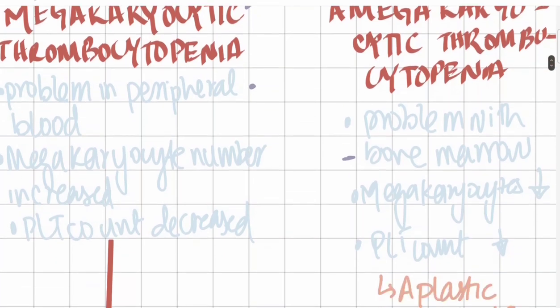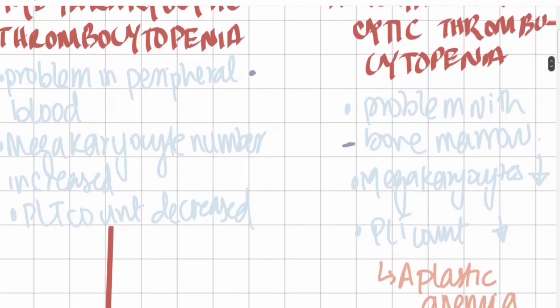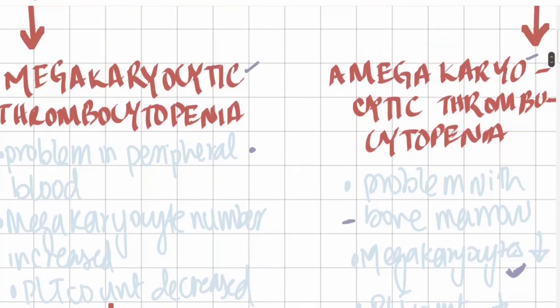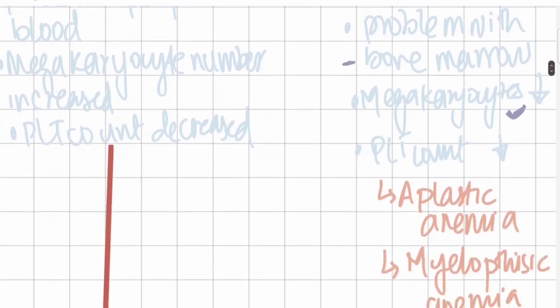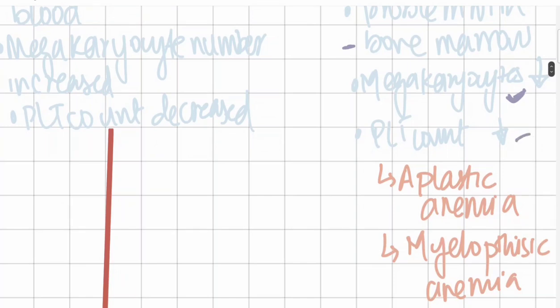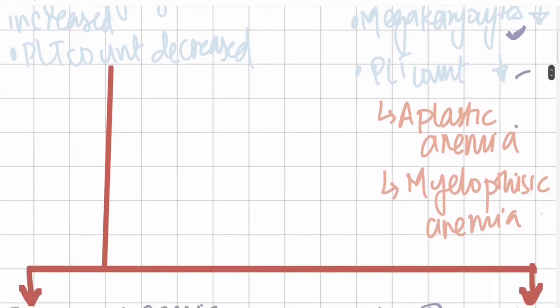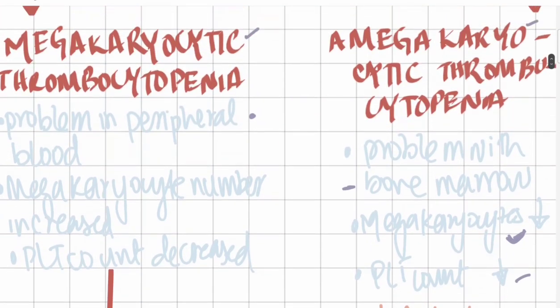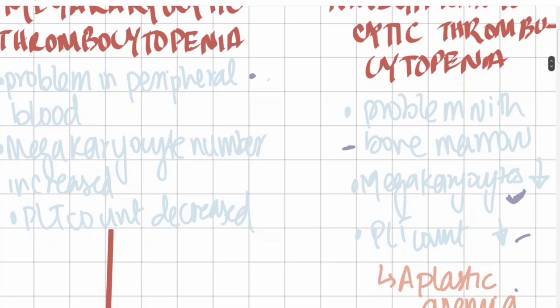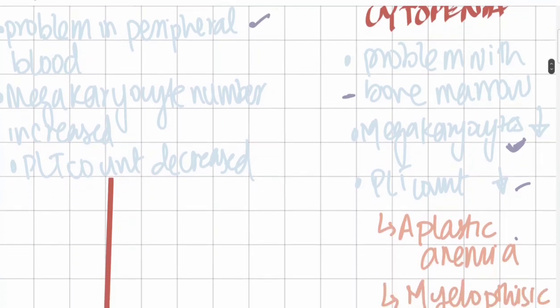Now, because there's a problem in bone marrow, we need to know that there's going to be less amounts of megakaryocytes, which are basically the precursors of platelets, right? And because of this, the platelet count is going to decrease, and that happens in aplastic anemia and myelophthisic anemia. In megakaryocytic thrombocytopenia, there is going to be a problem in the peripheral blood, and there is going to be an increase in the number of megakaryocytes, and the platelet count is going to decrease.